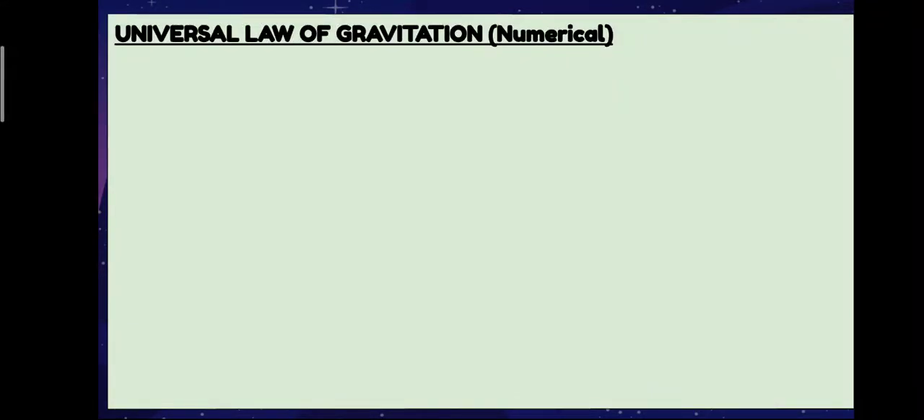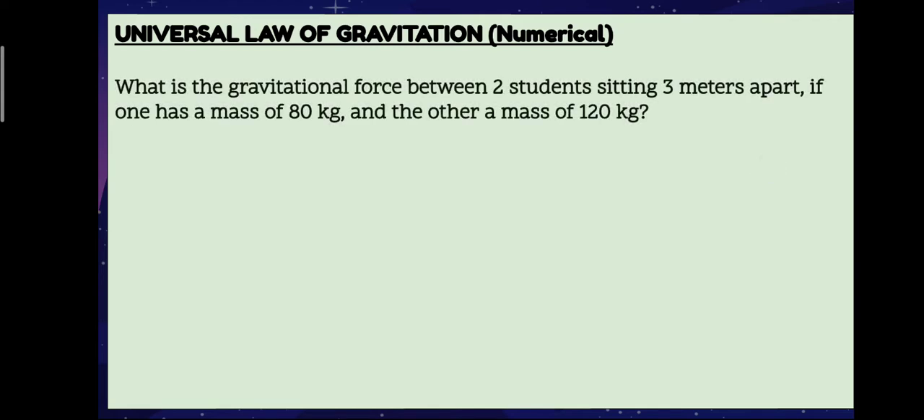Let us look into the universal law of gravitation numerical. What is the gravitational force between two students sitting 3 meter apart if one has a mass of 80 kg and the other has mass of 120 kg? Now here there are two objects, that is the two students, who are sitting 3 meters apart from each other, and we need to find the gravitational force between the two.